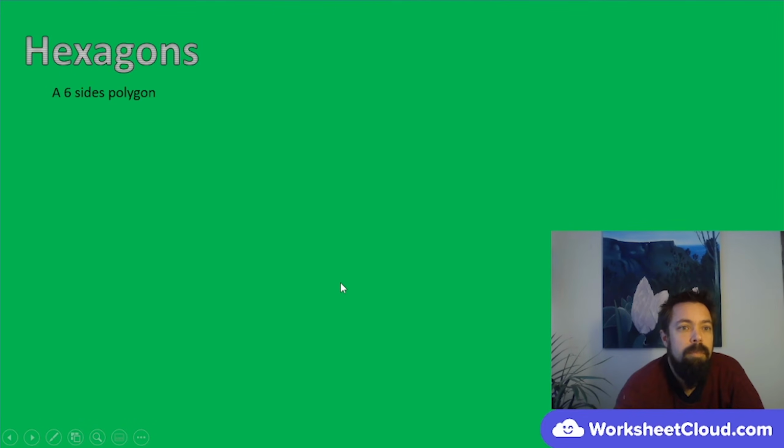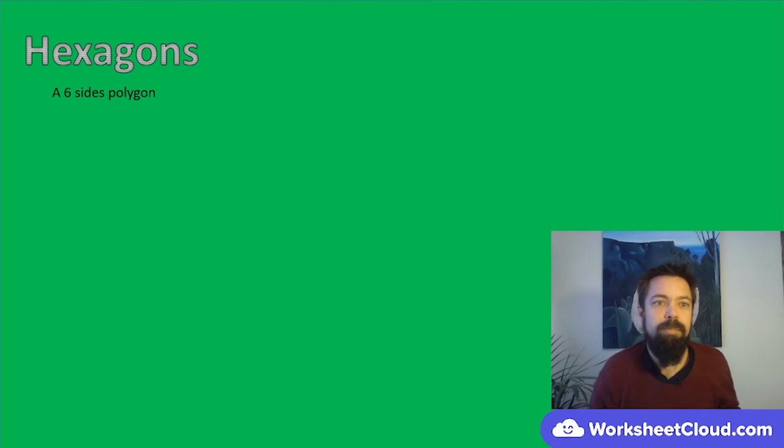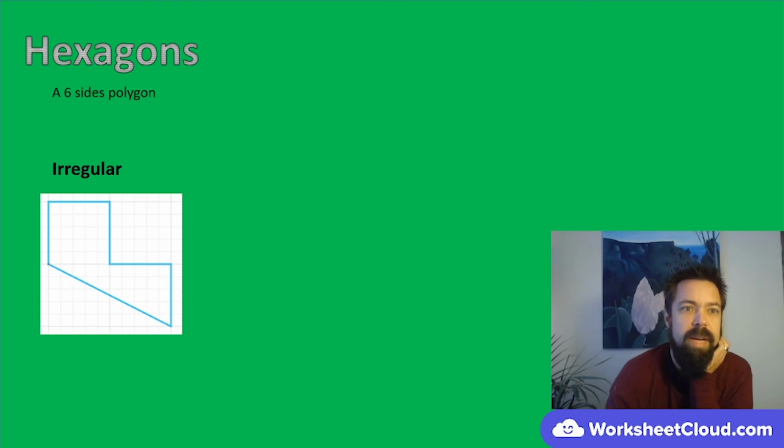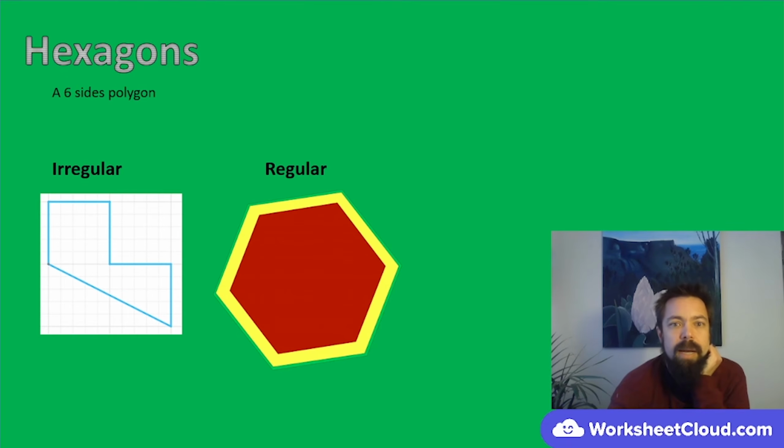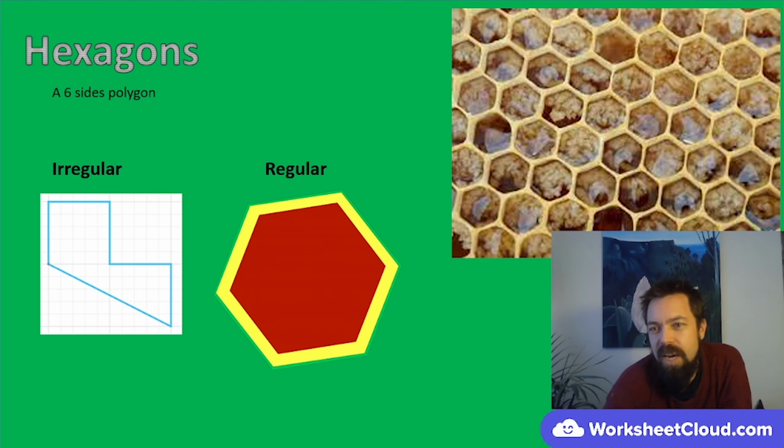Hexagons. Right, a hexagon is any 6-sided shape. And once again, we have 2. We have the irregular one and the regular one. Regular being this one, which I've just tilted on its side, but all of the sides are the same and all of the angles are the same. And the other one is an irregular one. It just doesn't have all of the sides being the same and all the angles being the same. You might have seen this in nature. That is some honeycomb from a beehive, a naturally occurring hexagon.